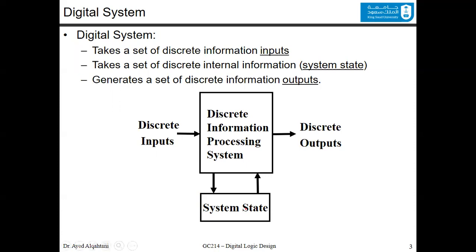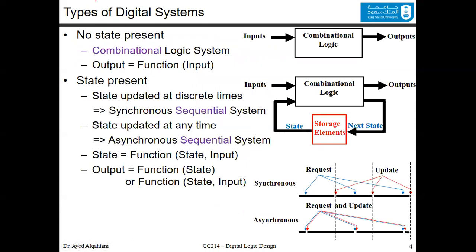To explain this further, a digital system either doesn't have states, so no state is present, and this is what we call the combinational logic system. As you can see, this is the combinational logic. It has inputs and produces outputs. Or in another way, we can say the output is a function of the inputs. This is the first type.